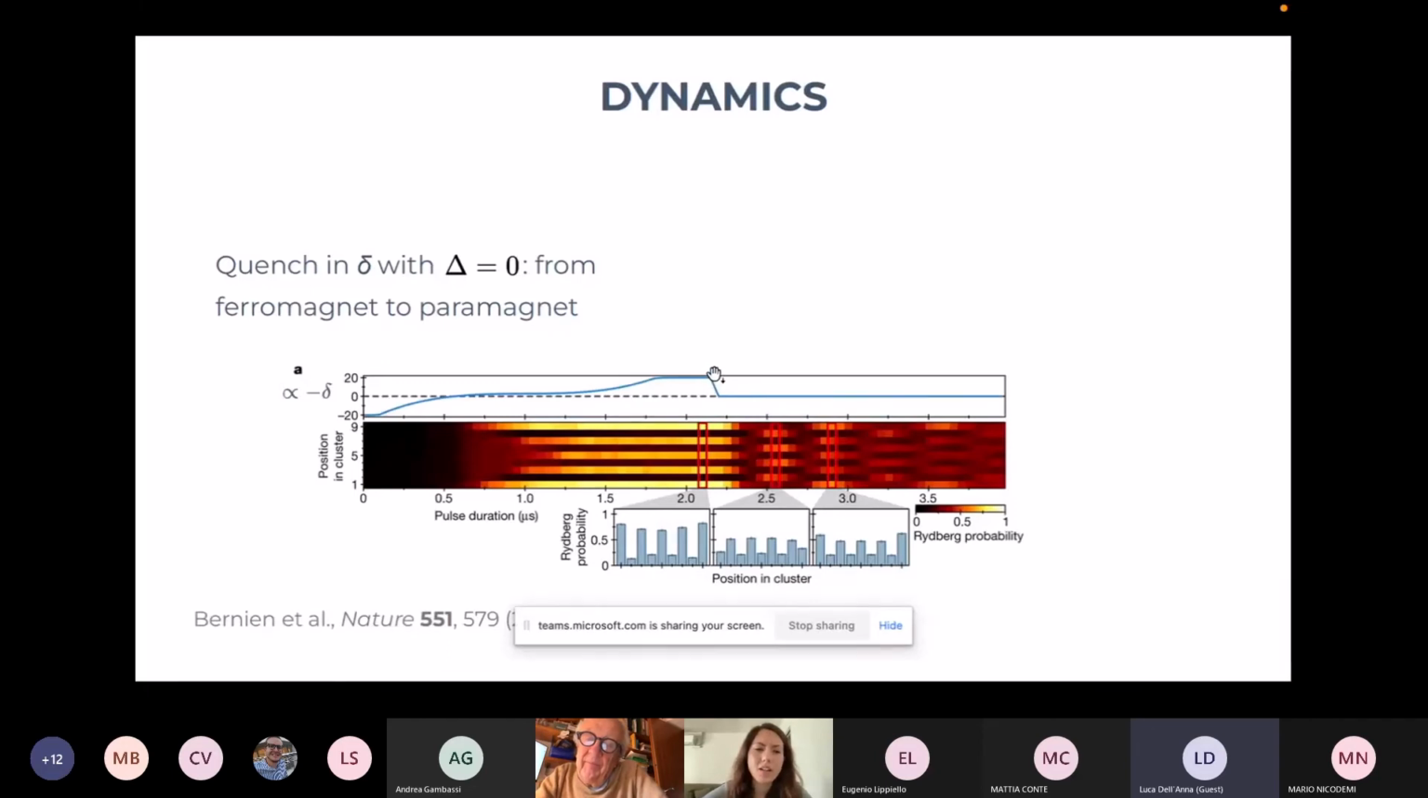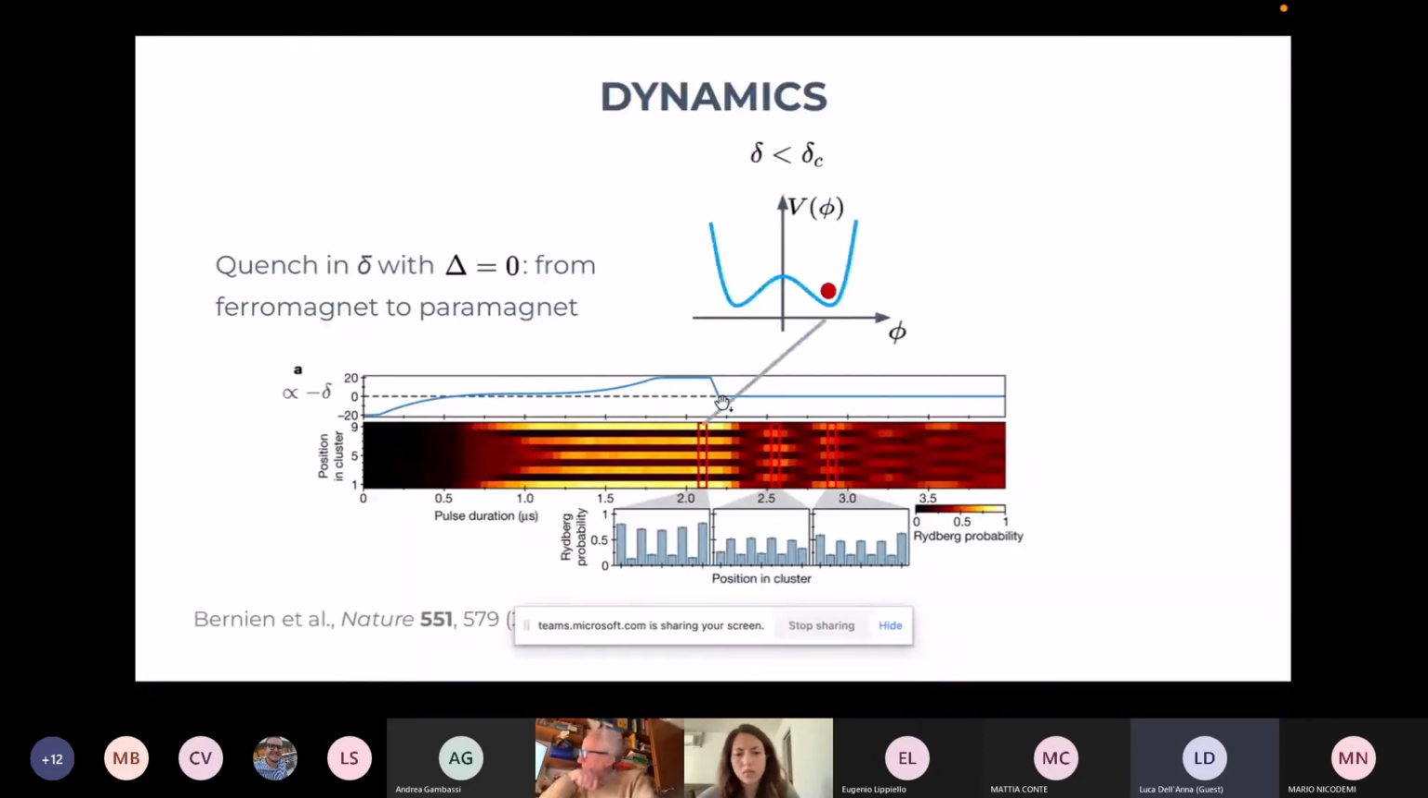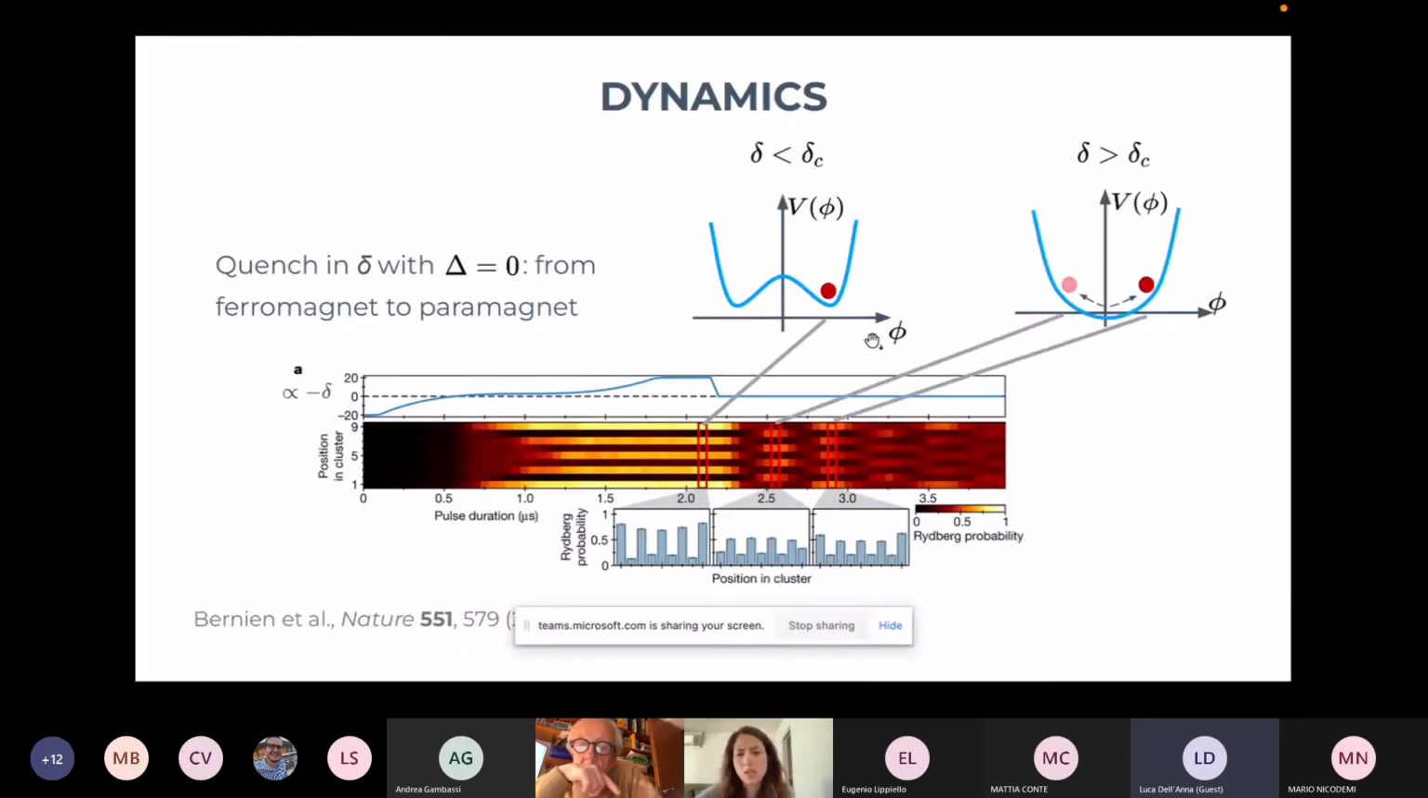And then here, delta is suddenly quenched to value 0. And the way we can interpret this is that we start from a situation where we have two minima and we are in one of the two symmetry breaking ground states, and then we change our potential to the paramagnetic phase, and then what we will see in the dynamics is the following. We will see oscillations between these two values, in this case, of the electric field. And so here what they see is indeed that they have oscillations between the two different charge density waves.